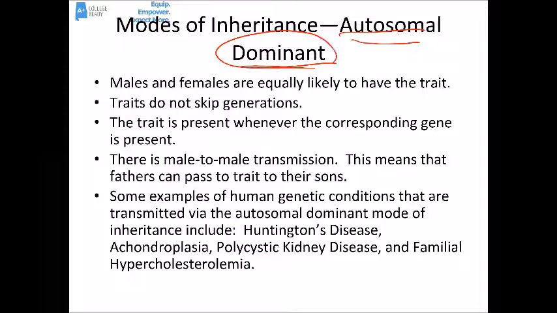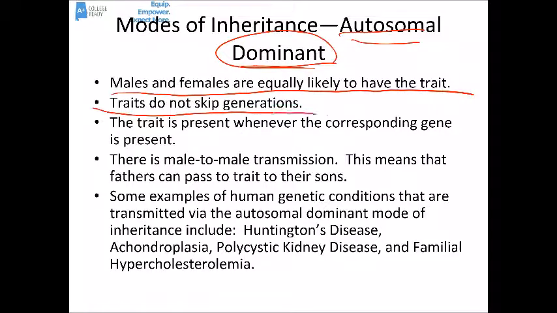So since these are autosomal, males and females are equally likely to be affected. These traits don't skip generations because there are no carriers. You either have it or you don't. When you have the gene, you have the trait. Males can pass these traits on to their male children. They can also pass them on to their female children.